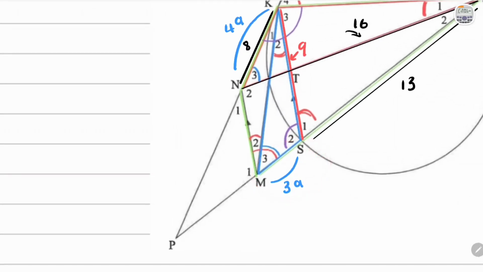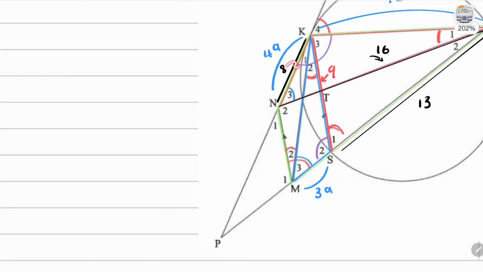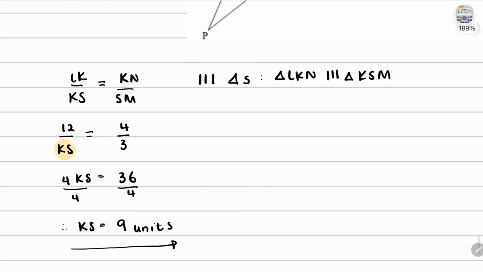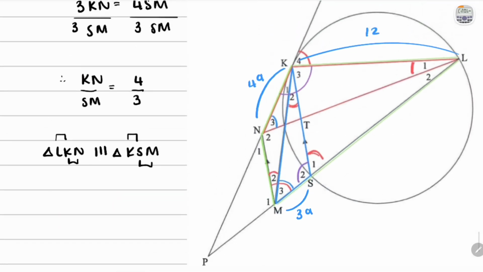But here's the thing. We were told the length of KN. Remember how in the previous question, we were able to use this, because we knew that KN over SM is equal to 4 over 3. This was proven in the previous question. We can use this now to finally find the length of SM, since we know what KN is. So let's go ahead and use this ratio as it is.